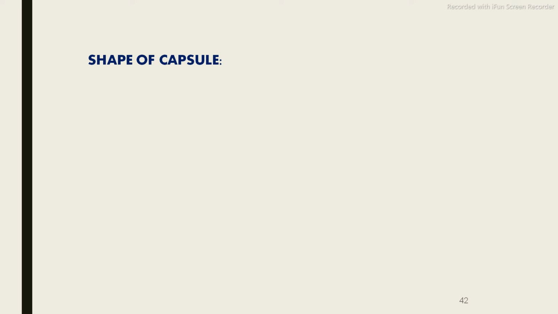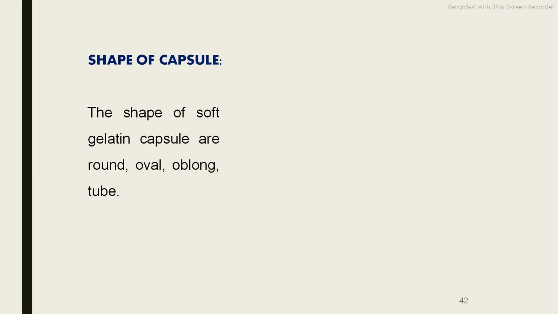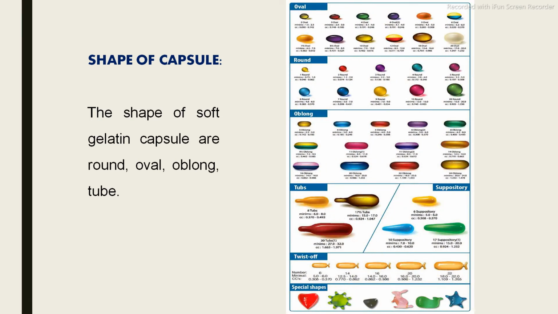Next, let us start with the shape of capsules. The shapes of soft gelatin capsules are round, oval, oblong or tube form. Here in this image you can see the different shapes of capsules. On the top side you can see different oval shapes of the soft gelatin capsule, then round, oblong, tube form of the capsules, twisted off, and lastly the special shapes of soft gelatin capsules. Each of these capsules has its own applications.